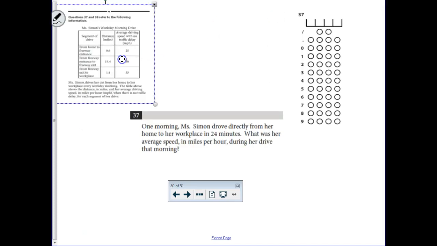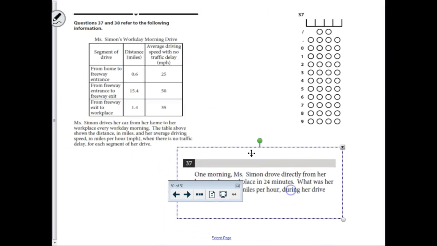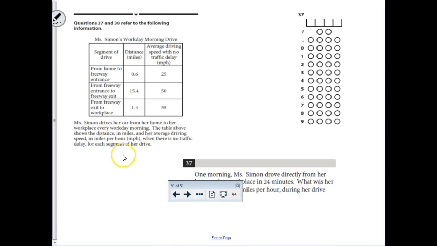Oh gosh, that's super tiny. I can't read that. So there's this chart about Miss Simon's workday morning drive, and it says that her car... The table is showing the distance and her average driving speed in miles per hour where there is no traffic delay for each segment of her drive. So this is a multi-part question. I think it goes 37. Okay, the rest of the test is about this chart.